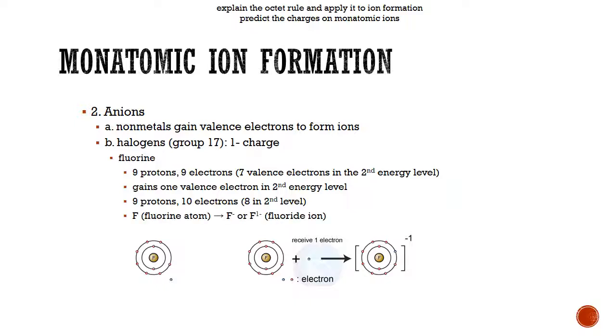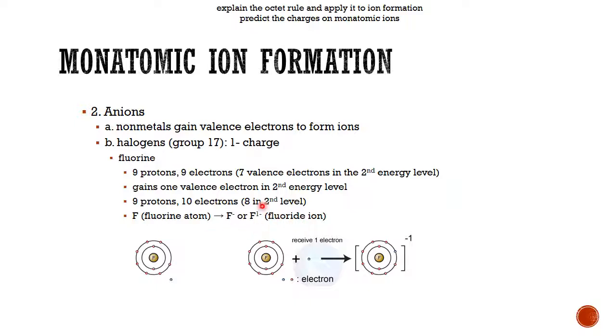So notice how we write this formula. We still use F for the symbol. So we've gone from a fluorine atom. Now we have a fluoride ion. Notice the name. Anytime we have a monatomic anion, remember anions are the negatively charged ions, we change the ending of the element name to IDE. So we would not call this a fluorine ion. It is a fluoride ion.